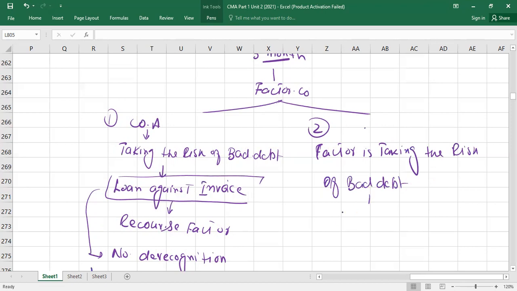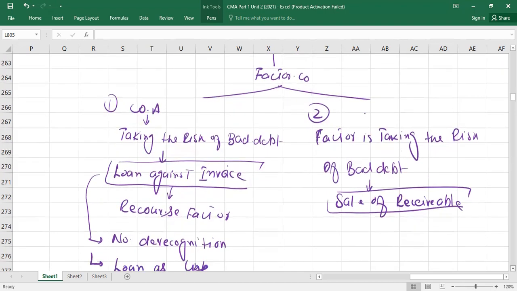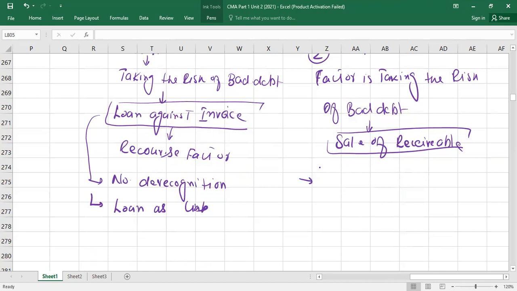It means it is like a sale of receivable. This transaction qualifies as a sale of receivable, as if you sold the receivables. Now if it is the sale of receivables, then what? As company A, you have to derecognize the receivables from the balance sheet. You don't need to book a liability. It is a sale of receivable, so you have to remove the receivables from your balance sheet. And this arrangement, when the bad debt risk is transferred to the factor, is called non-recourse factoring.